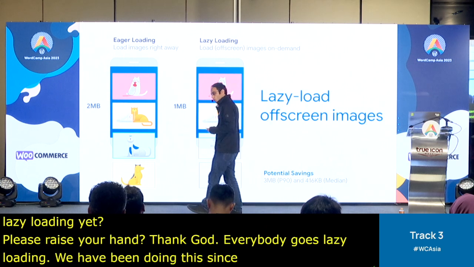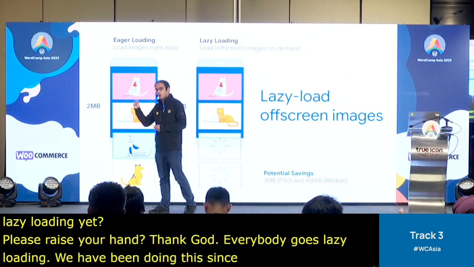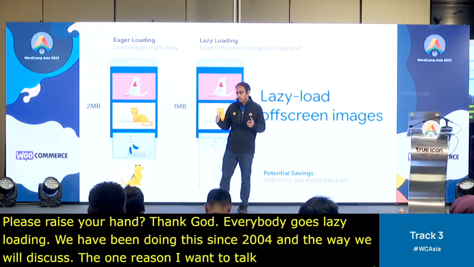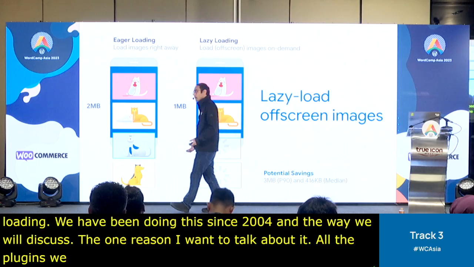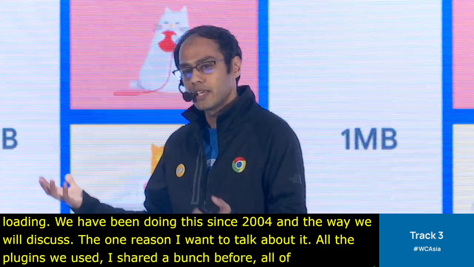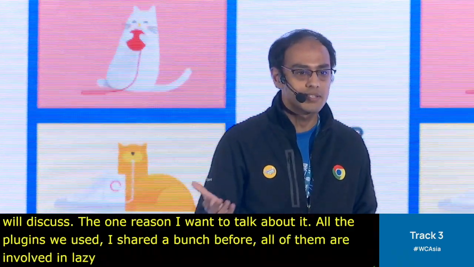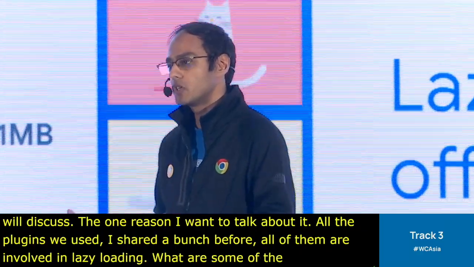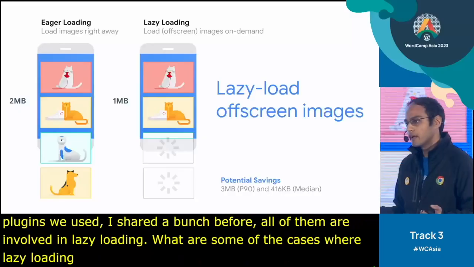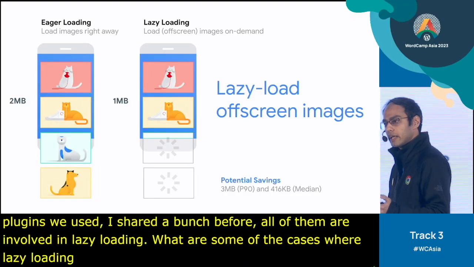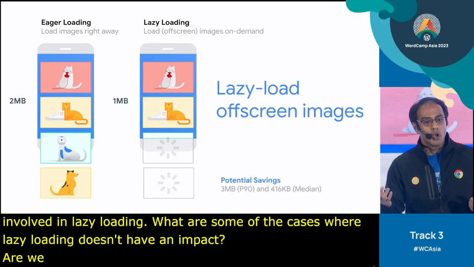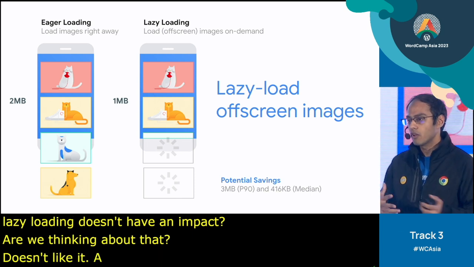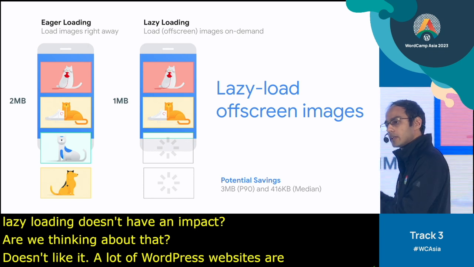But the one reason I want to talk about this is that all the plugins that we use, I shared a bunch of them before, are all involved in lazy loading. But what are some of the cases where lazy loading doesn't have an impact, where the plugin will not be able to lazy load your images? Are we thinking about that? Doesn't look like it, right? So a lot of WordPress websites are now moving over to React, and all of the React code is usually rendered on the client side.